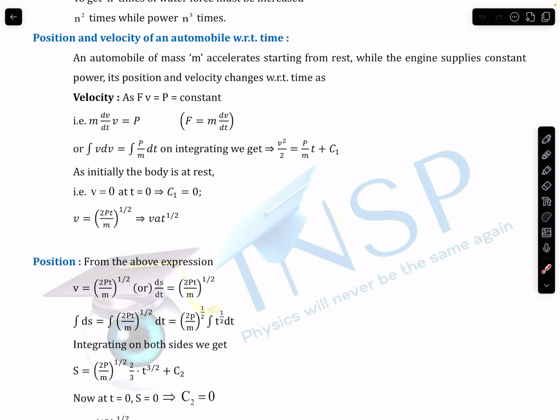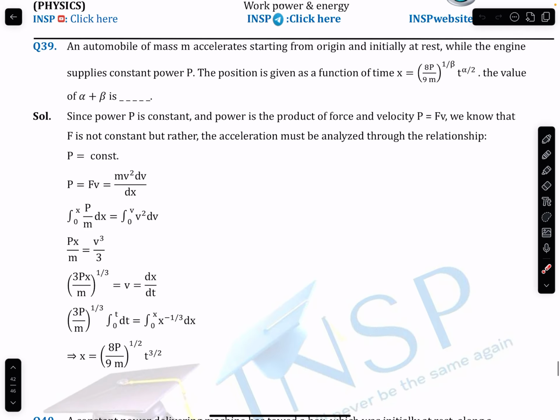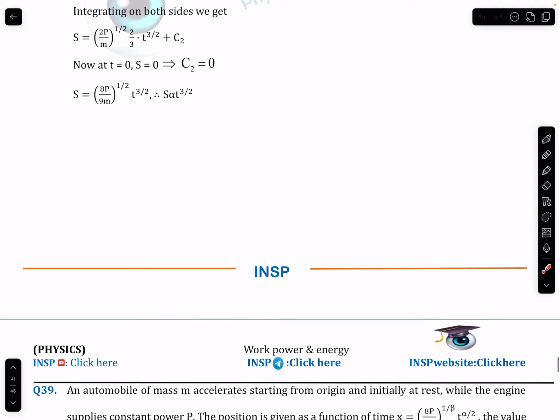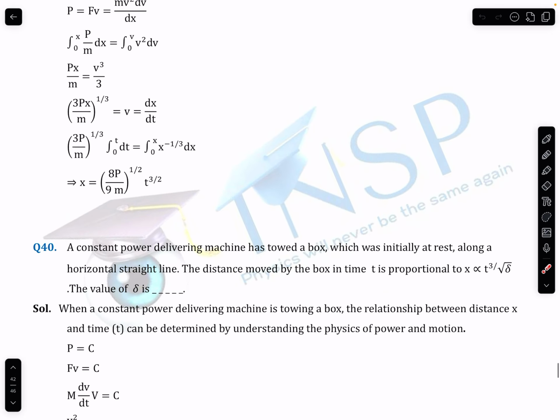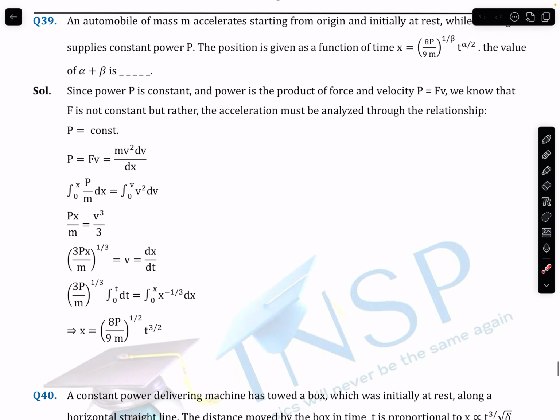So here it is given as a constant power. Okay, so F dot V is constant. After that it becomes a kinematics problem. Velocity time graph easy, you can substitute the values. Similarly for position. Next, it is given automobile of mass m accelerate from origin and initially at rest while the engine supplies constant power. It is the previous problem only. See, the answer is also very similar. Not very similar, in fact the same answer, but the way we are asking is slightly different.